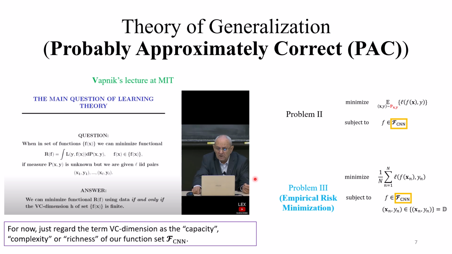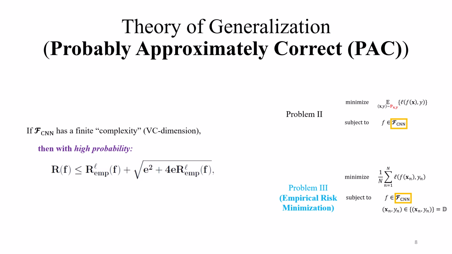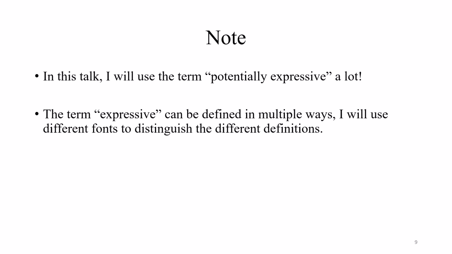We did say that the ERM, empirical risk minimization, does minimize the true risk with high probability, provided that the VC dimension of the function set is finite. And at that time, we said that the VC dimension can be viewed as a measure of complexity for the function set. And this is a more formal way of explaining the PAC framework, which I explained in the previous video. Now in this talk, we will be more explicit on what we mean by complexity.